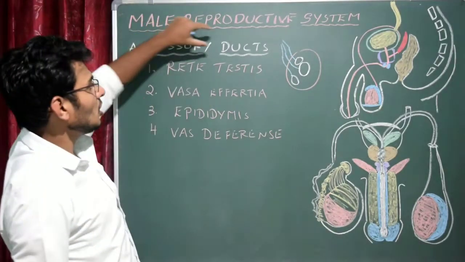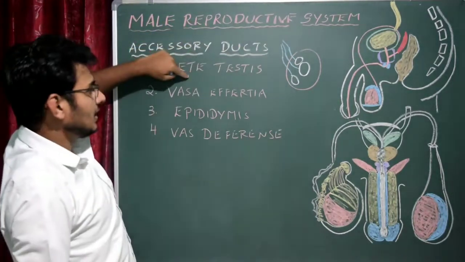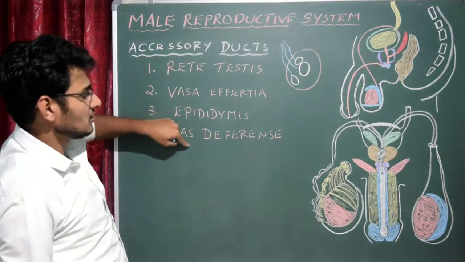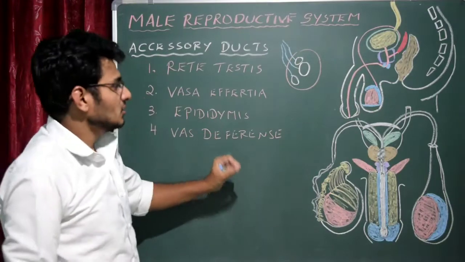That means this is all about the accessory ducts. Rete testis first, then vasa efferentia second, epididymis third, vas deferens fourth. Okay, so now let us see.